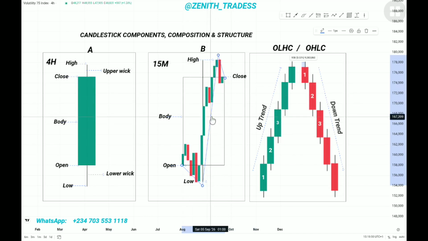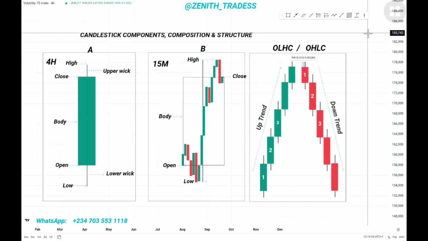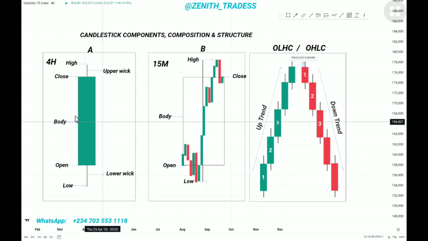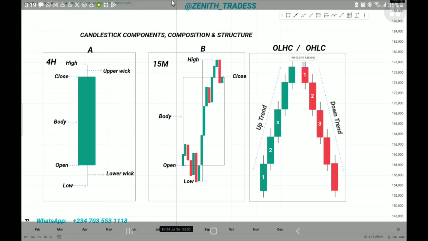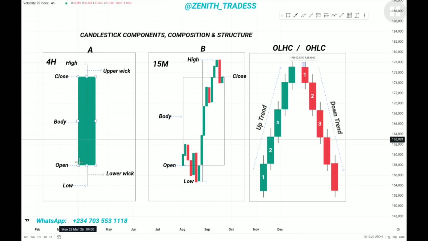If you did not mark it, it will now be looking confusing to you. All right. So that is the 4 hour candle. Among the components, one thing I forgot to mention is the reason why we study the component is because one component is key to our entry criteria.